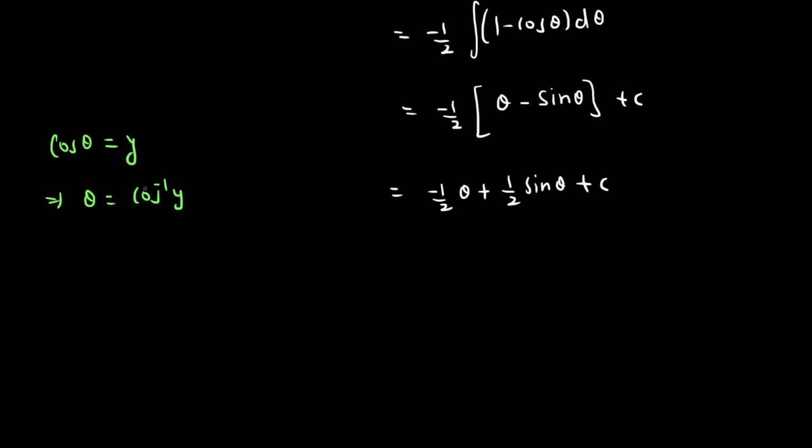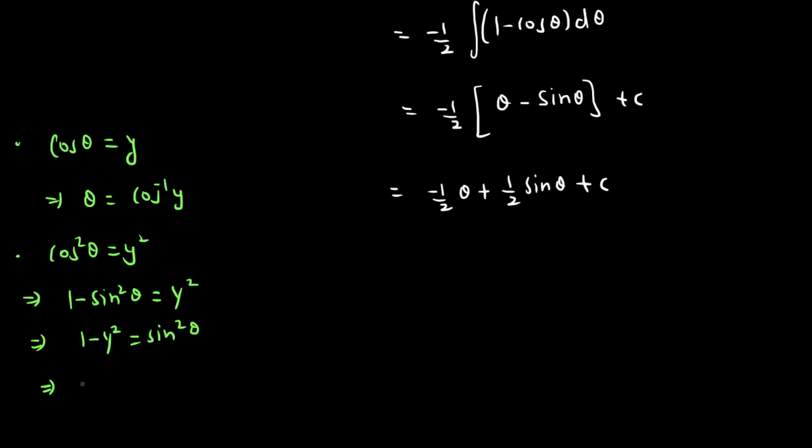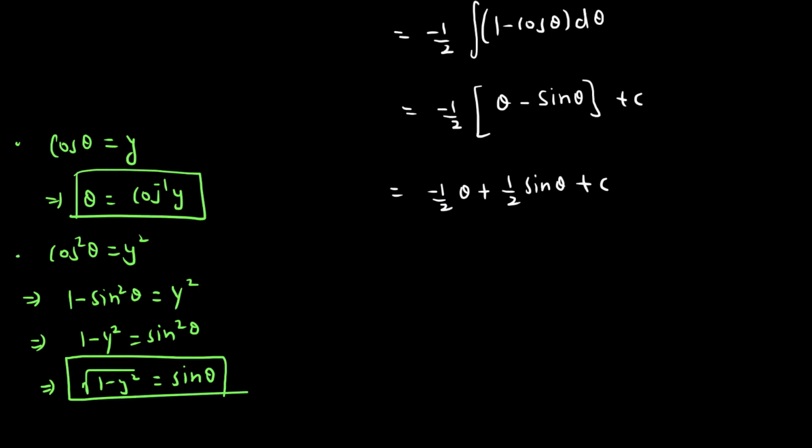That's one thing which we need. If cos theta is y, then cos squared theta is y squared, which means that cos squared theta is nothing but 1 minus sine squared theta. So 1 minus sine squared theta is y squared. If we rearrange, then 1 minus y squared is sine squared theta. And if we take square root on both sides, then root of 1 minus y squared is equal to sine theta, which is exactly what we needed, right? So we're going to substitute that over here. So it's going to look like negative 1 over 2 cos inverse y plus 1 over 2 root of 1 minus y squared plus c.